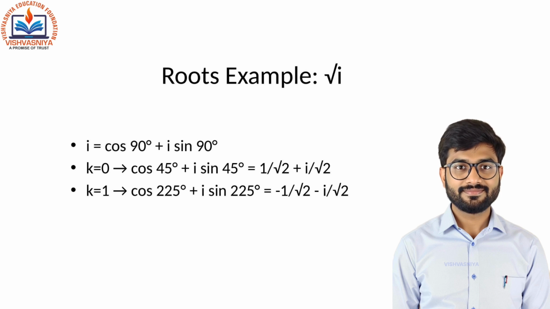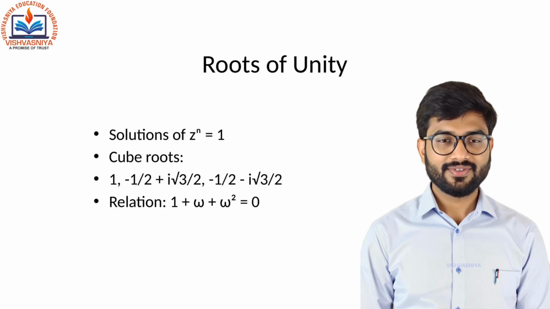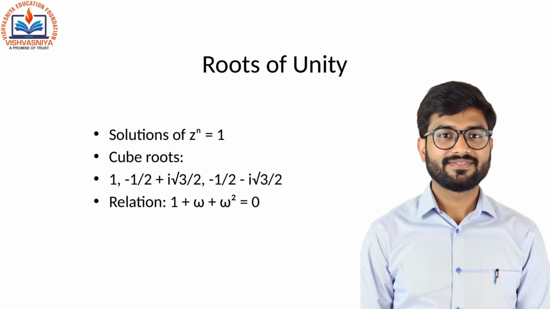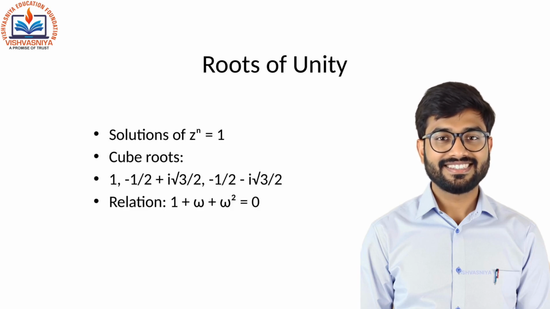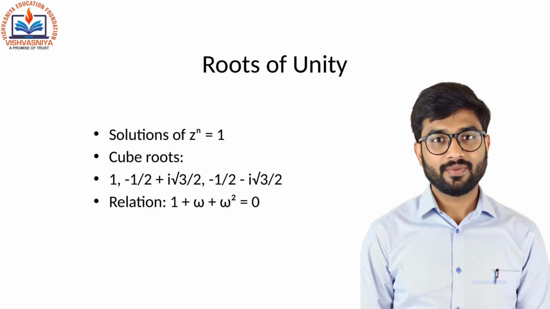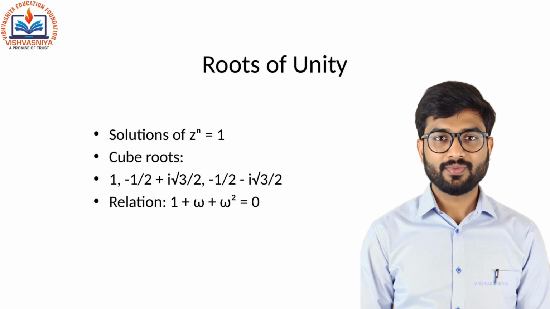Roots of unity are the solutions of z to the power n equals 1. Example, cube roots of unity. Solutions of z cubed equals 1 are z equals 1, z equals minus 1 by 2 plus i root 3 by 2, and z equals minus 1 by 2 minus i root 3 by 2. An important relation: 1 plus omega plus omega squared equals 0, where omega is a cube root of unity.